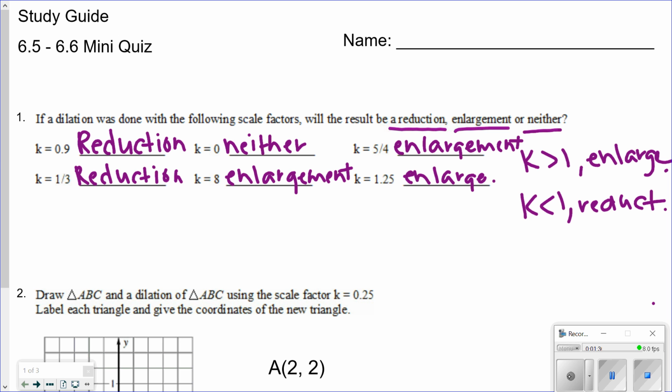K is equal to 5/4, that is greater than 1, so we have an enlargement. K is equal to 1/3, that would be a reduction. K is equal to 8, that would be an enlargement. And K is equal to 1.25, that would also be an enlargement.